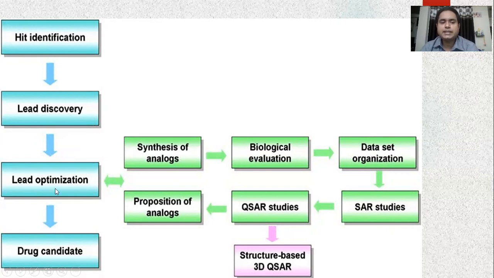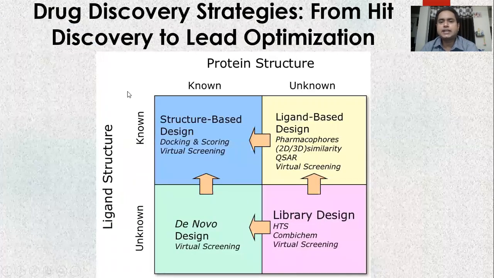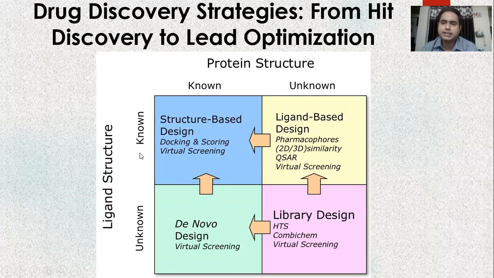So the lead optimization process can be done using synthesis of analogs, biological evaluation, target site organization, SAR studies, QSAR study, and proposition of analogs. SAR and QSAR studies are part of a structure-based 3D QSAR model. So we will discuss QSAR study in detail. So the drug discovery strategy from hit discovery to lead optimization can be demonstrated.